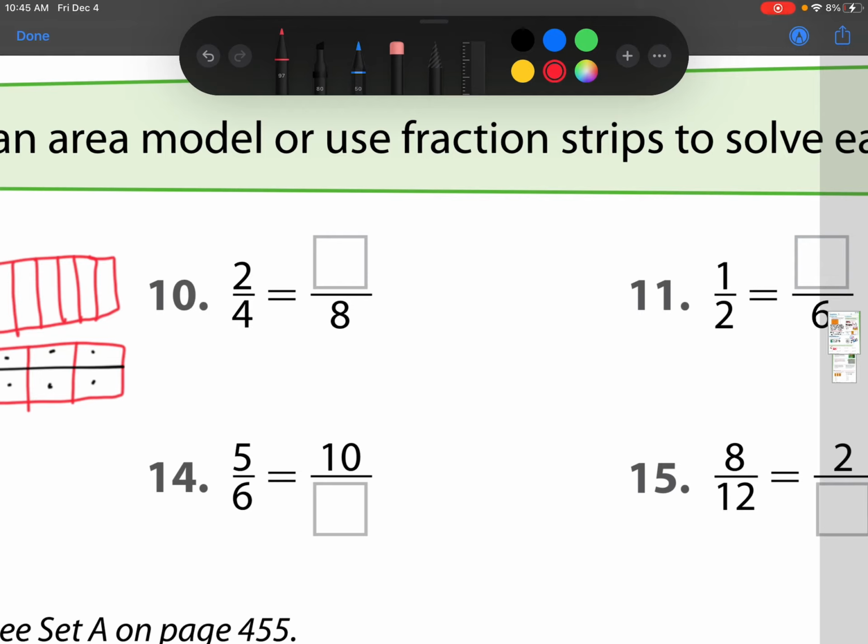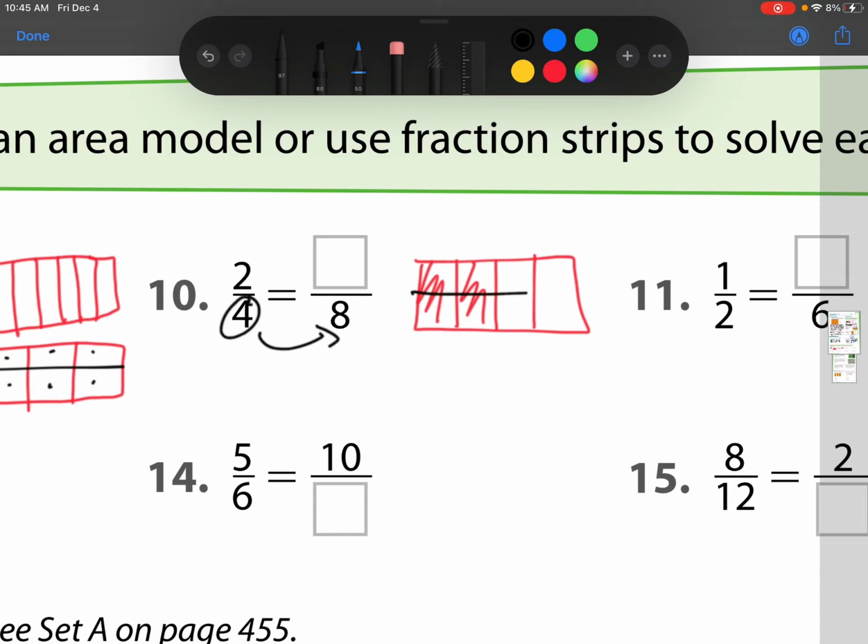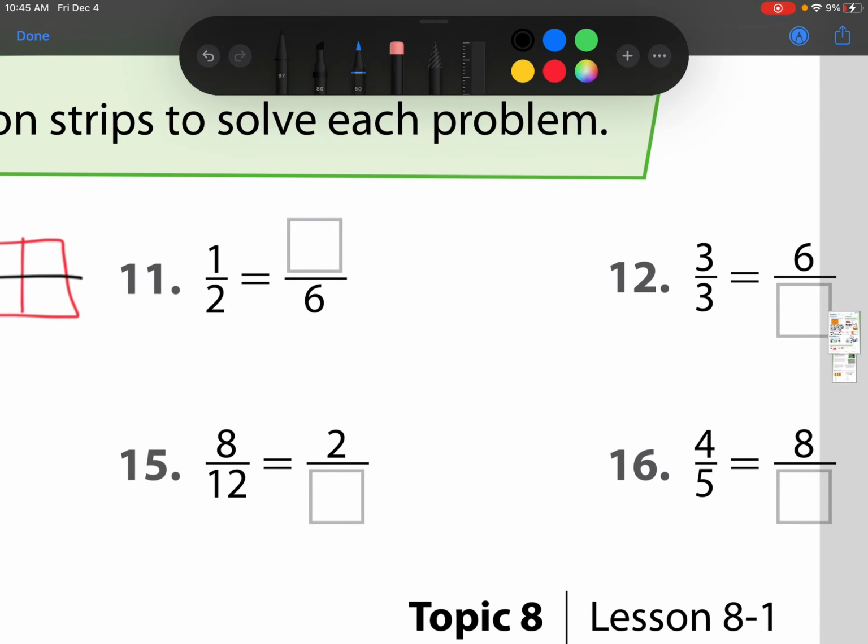So now let's head off to number 10. Number 10, we have this area model. So we have 2/4. So 2 parts are shaded in out of 4, and we need to make this bottom number 8. So if we split it in half like this, notice how there's 8 parts here. So how many shaded do we have? We have 1, 2, 3, 4 shaded parts. Let's head to number 11.